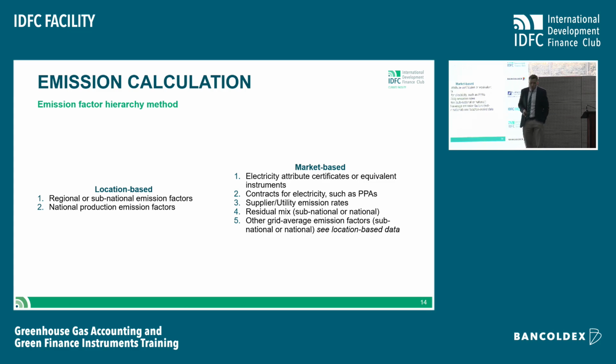But of course, using national production emission factors is also fine. And if we don't have it, and I did find some countries where the emission factors from the grid are very old and the donor didn't agree to use them, then we need to use some market-based information and provide the supporting information under that, and then we can report.